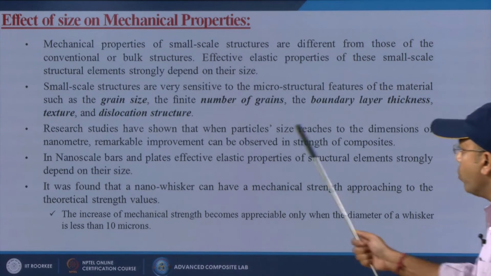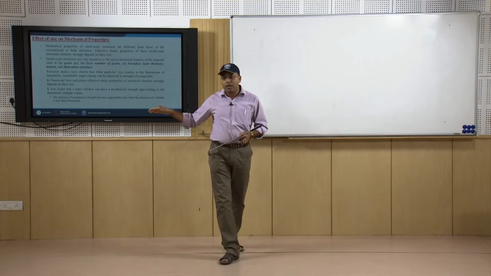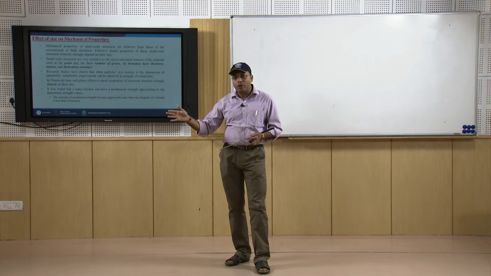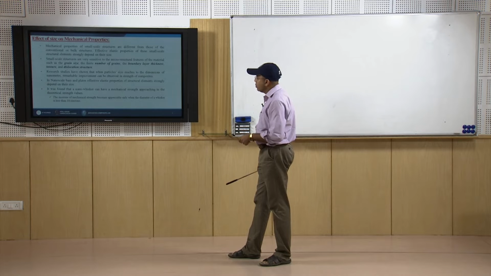Research studies have shown that when particle size reaches the nanometer dimension, remarkable improvement can be observed in the strength of composites. In nanoscale bars and plates, effective elastic properties of structural elements strongly depend on their size. It was found that a nanowhisker can have a mechanical strength approaching the theoretical strength values. The increase of mechanical strength becomes appreciable only when the diameter of a whisker is less than 10 microns. So from this statement we can understand that when we reduce the whisker size from the micron level to the nano level, automatically the mechanical properties are enhanced for that composite.